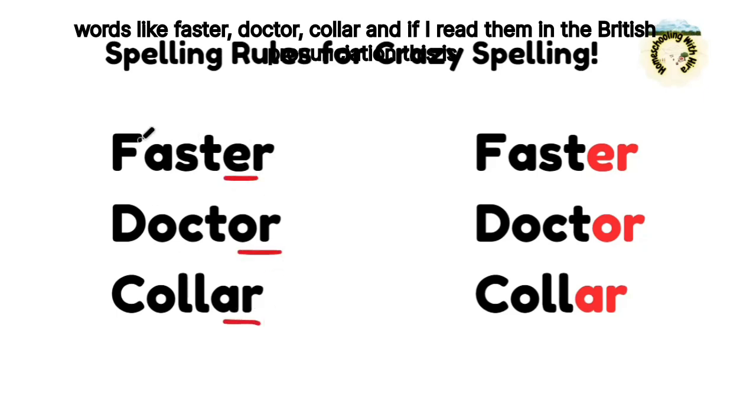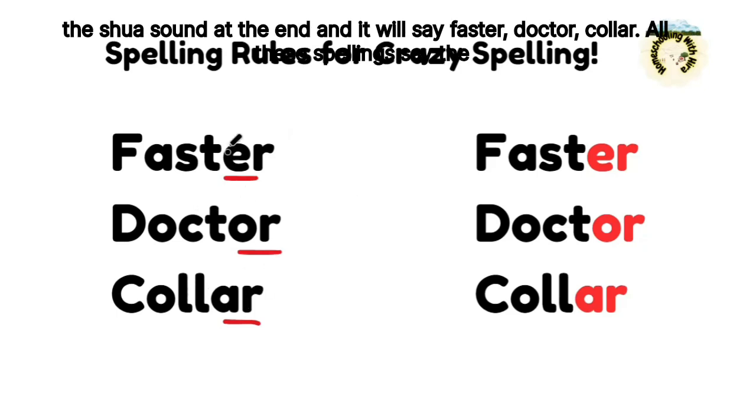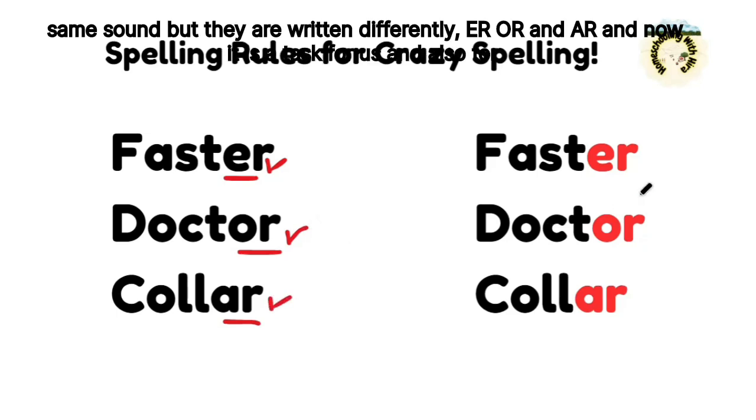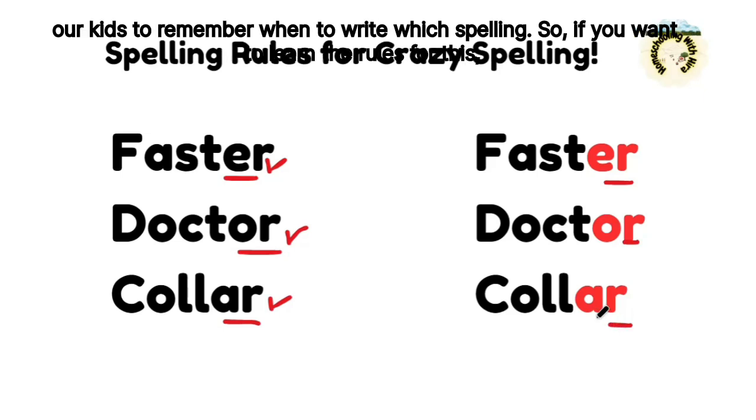You can read these words like faster, doctor, collar, and if I read them in the British pronunciation, this is the schwa sound at the end, and it will say faster, doctor, collar. All these spellings say the same sound, but they are written differently: ER, OR, and AR.